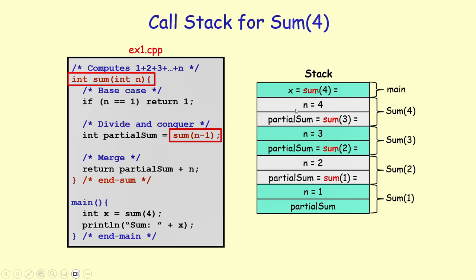So we return 1. So that means we are now backtracking from the recursion. We are going back up the recursion tree. So when we return, obviously we are going to return into the context of sum 2 into this line. So, sum 1, and change the value of the partial sum within the context of sum 2. So that means the value of partial sum within the context of sum 2 will be equal to 1 now. The execution continues with the merge step. It says return partial sum plus n. So partial sum is 1, n is equal to 2. Remember, we are in the context of sum 2 now. So we add 1 plus 2, that's 3. We return from the recursion.